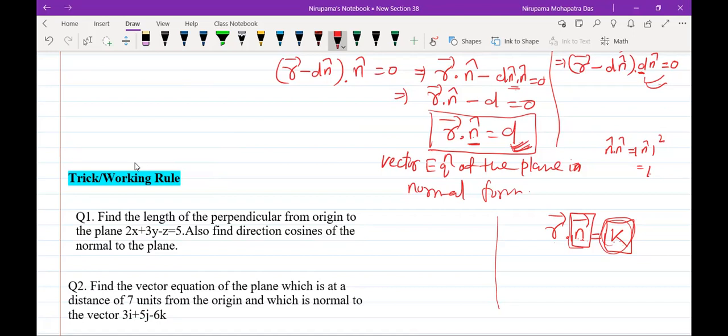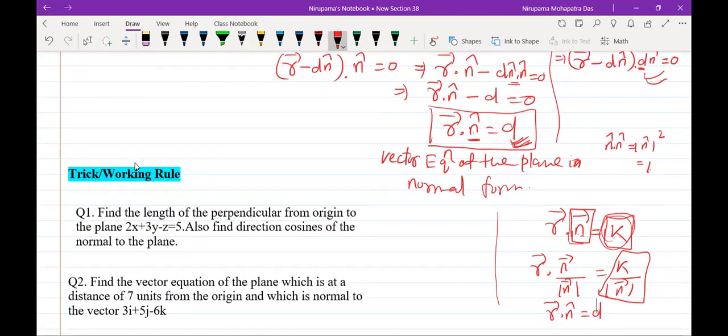It means when we make it r dot n vector over the magnitude of n vector, equal to d over the magnitude of n vector. Now it is in the form of r dot n cap equal to d. So now this will be the distance of the plane from the origin. Is it clear? Okay. So I will show you the vector equation.